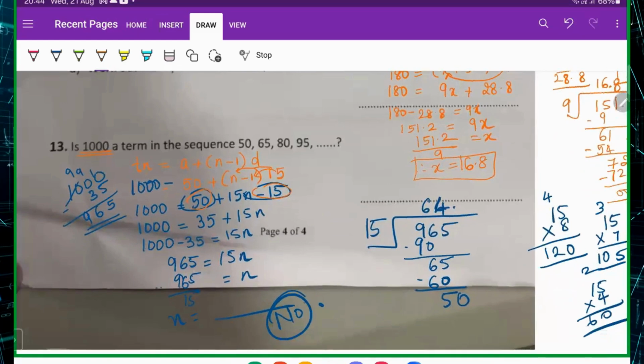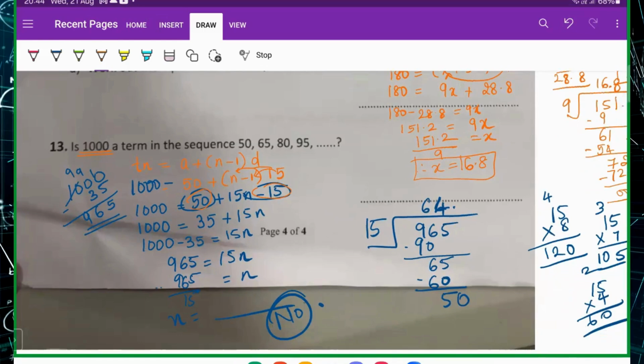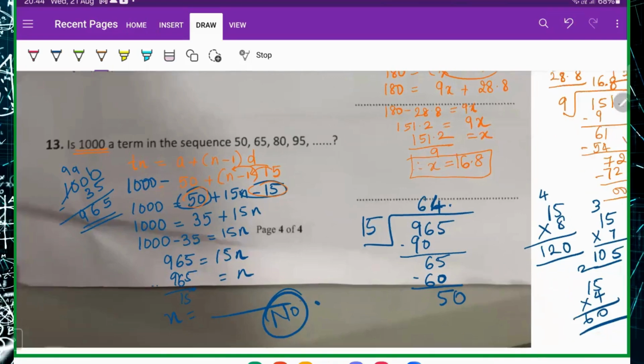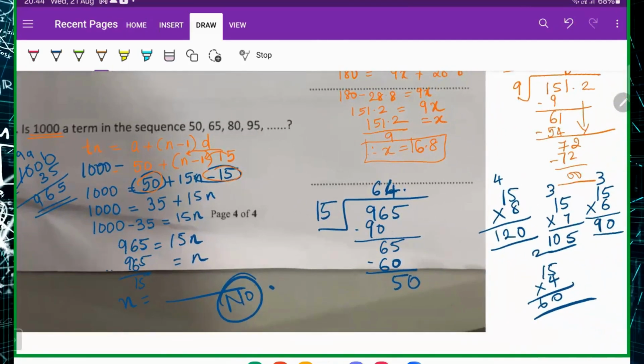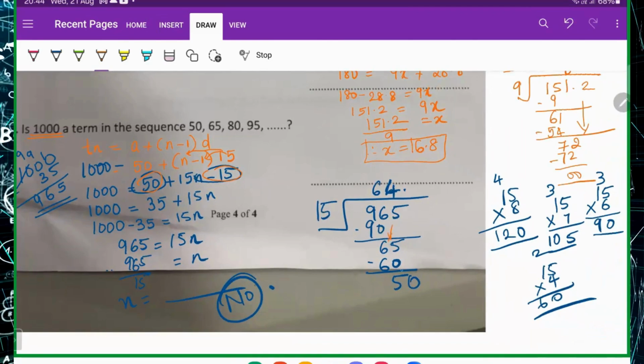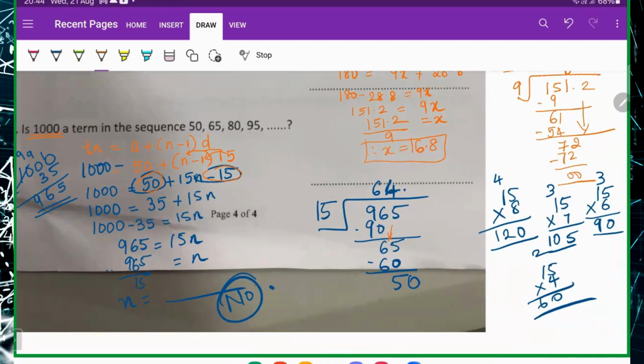965 is equal to 15n. And 965 upon 15 is equal to n. So if you divide this, 15 6s you get a 90. Then you get a 6 and the 5. Then 15 fours are 60. You get a 5. Then there's a decimal point.